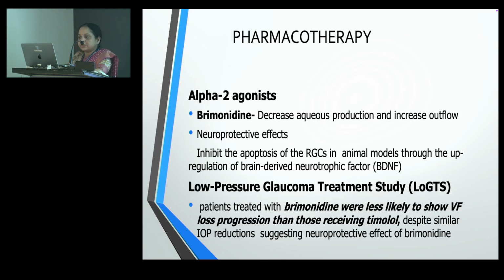Brimonidine is an alpha-2 agonist which decreases aqueous production and increases aqueous outflow. The Low-Pressure Glaucoma Treatment Study randomized patients to a brimonidine group and a timolol group, and patients treated with brimonidine were less likely to show visual loss progression compared to those receiving timolol, despite similar IOP reductions. It suggests a neuroprotective effect of brimonidine. Brimonidine inhibits the apoptosis of retinal ganglion cells in animal models through the upregulation of brain-derived neurotrophic factor.